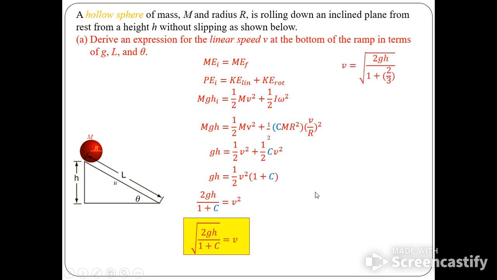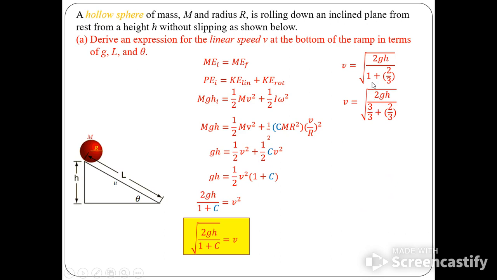But in this case, we don't want to stop there, because it wants us to derive an expression in terms of g, L, and theta. As you can see in the diagram, theta is given, h is given, L is given. So it just wants us to take a little step farther. But typically, you can stop here where I have it highlighted in yellow. So we can go ahead and replace the coefficient of a hollow sphere with 2/3, as you should know. The numerator hasn't changed, and from there, we almost have it where we need to be.